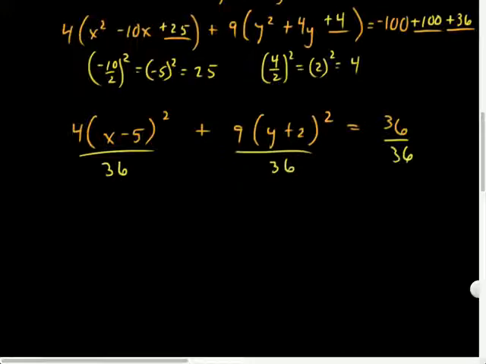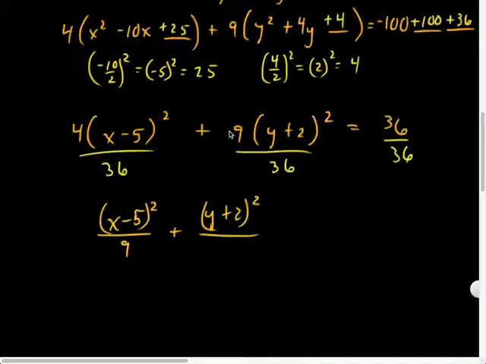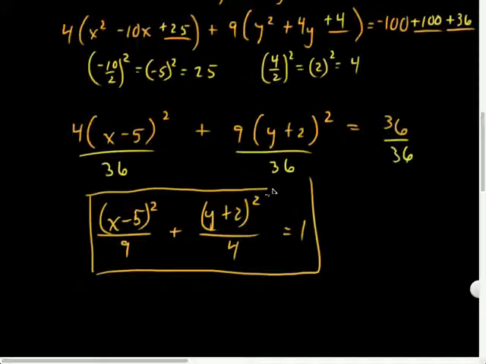And conveniently, because the book is super friendly and kind to us, this reduces a little bit. X minus 5 all squared over, really friendly for us, 4 goes into 4 once, into 36 9 times, plus y plus 2 all squared over, 9 goes into 9 once and into 36 4 times, and equals 1. Voila. There we are.